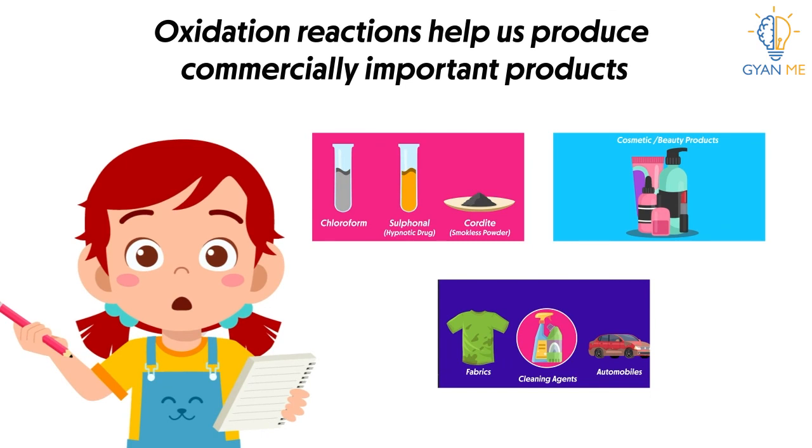So we now know that oxidation reactions help us produce commercially important products. But the question is how? We will see various reactions in detail in our next video.